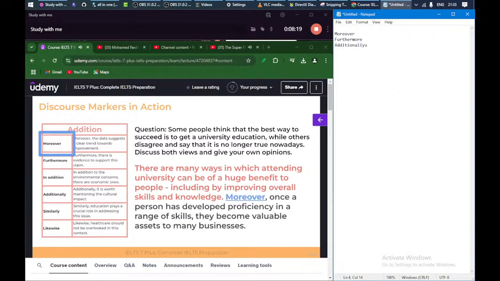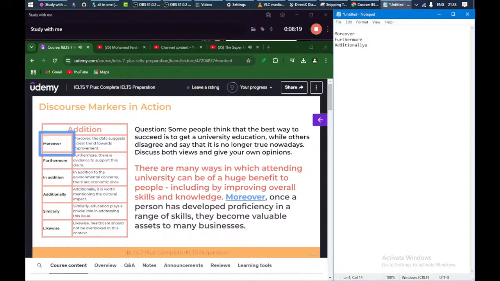Now just to say, obviously we have two longish sentences here, and it's good that we're not opening both with these common sentence openers. Just the second sentence is using this discourse marker, moreover. So let's read through. Moreover, once a person has developed proficiency in a range of skills, they become valuable assets to many businesses, which is very true indeed. Okay, so that just shows you an example of using one of these addition openers, discourse markers, in order to add extra detail to my writing.